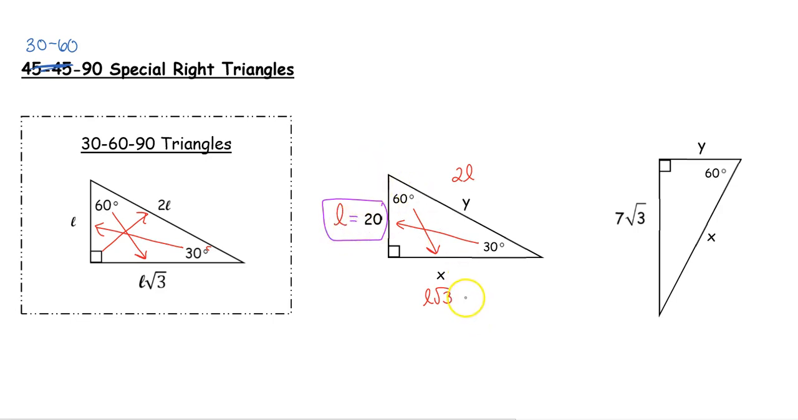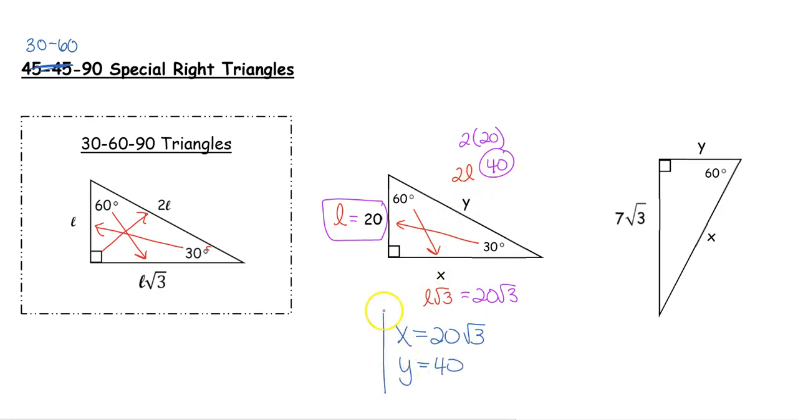So if I go across from 60, this is L root 3. Well, if L is 20, that means that this is 20 root 3. This is 2 times L. If L is 20, 2 times 20 is 40. So we find X. X is that piece across from the 60, so X is 20 root 3. And Y is the hypotenuse, which is 2 times L, which is going to give us 40.